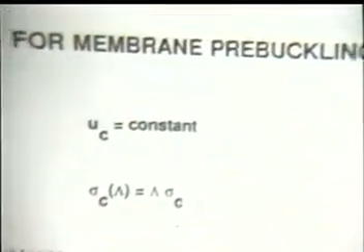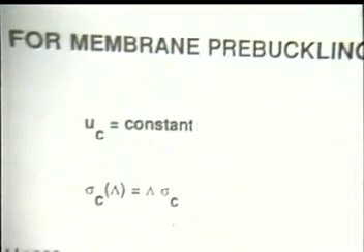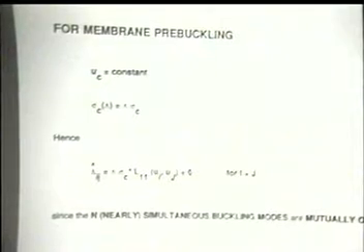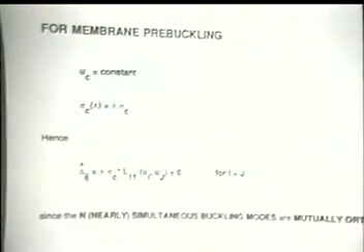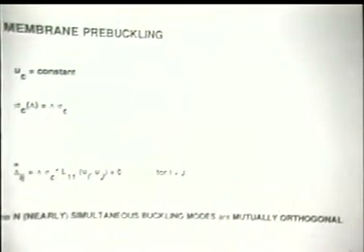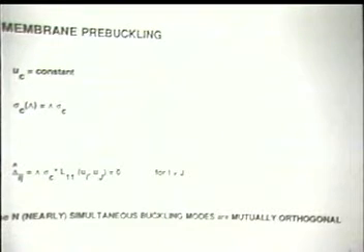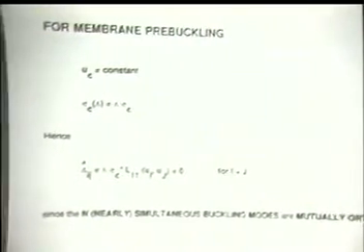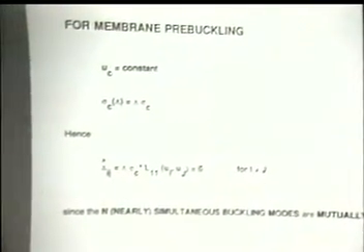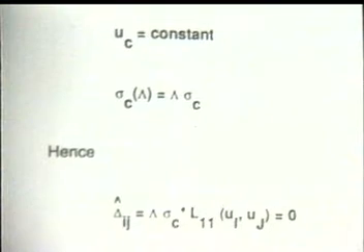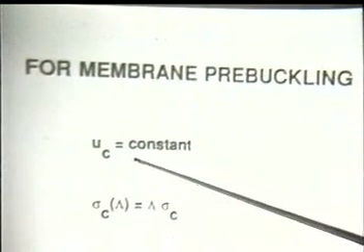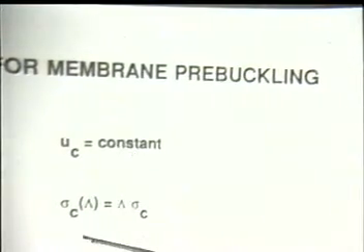Okay, now it's mostly so that when you do more involved, more refined analysis, there are papers in the literature where people have done similar things with simplifications. As a matter of fact, investigating the effect of nearly simultaneous buckling load has been done by Budiansky from Denmark and Hutchinson. They have assumed membrane pre-buckling. If you assume membrane pre-buckling, then uc is a constant.